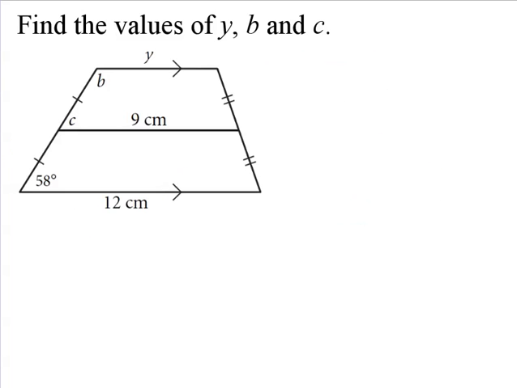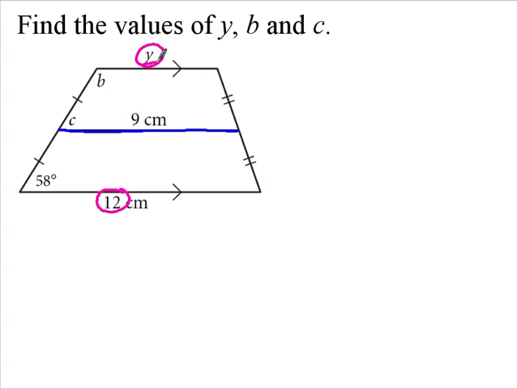And so the last one we're going to look at is this example right here. It says find the values of y, b, and c. So let's start with y. Okay, first of all, what do I know about the 9 centimeters here? What is this? It's the average. The mid-segment, right? And it's the average of 12 and y. Okay, so it's halfway in between 12 and y.